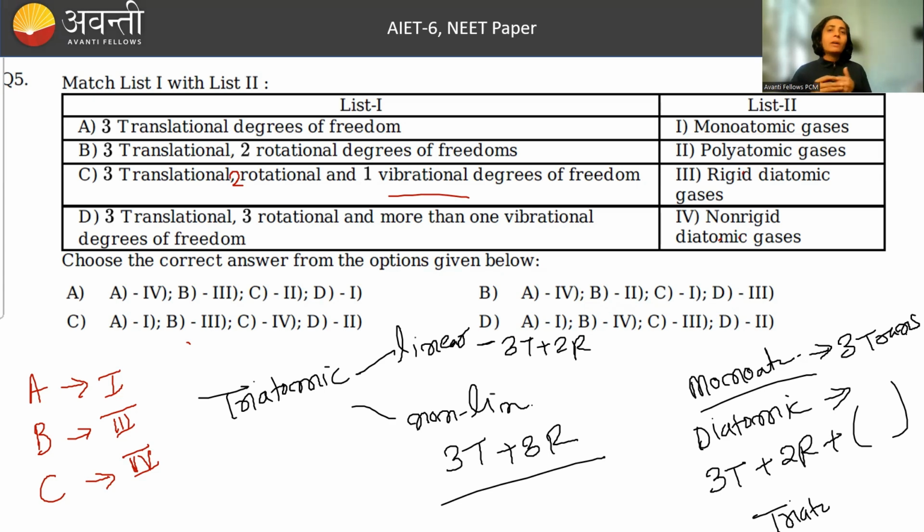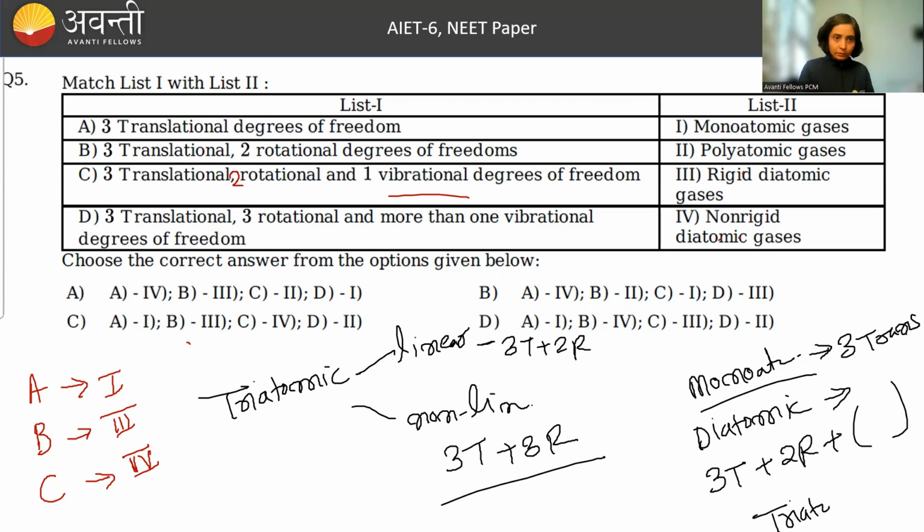Because see, vibrational mode, when does it come? It comes when something starts vibrating, and if something is rigid, it won't vibrate at low temperature or even at normal temperature. It requires high temperature to vibrate. But if something is non-rigid, it can vibrate at low temperature, at normal temperature, right? And that is why I'm taking that. So don't get confused in that.